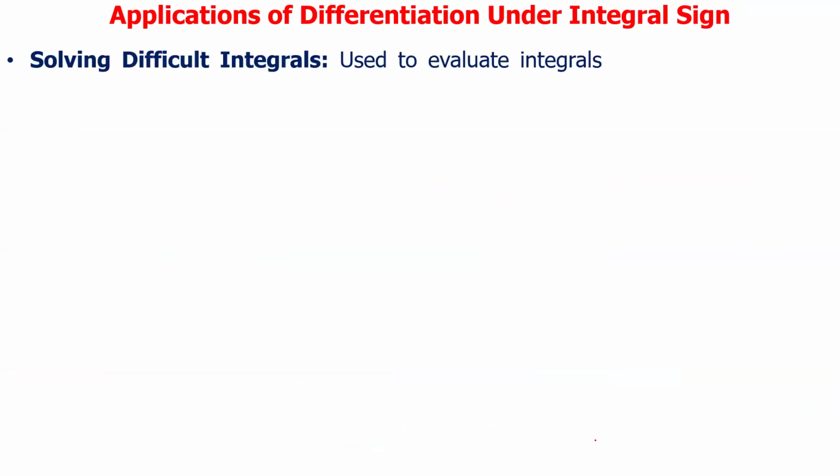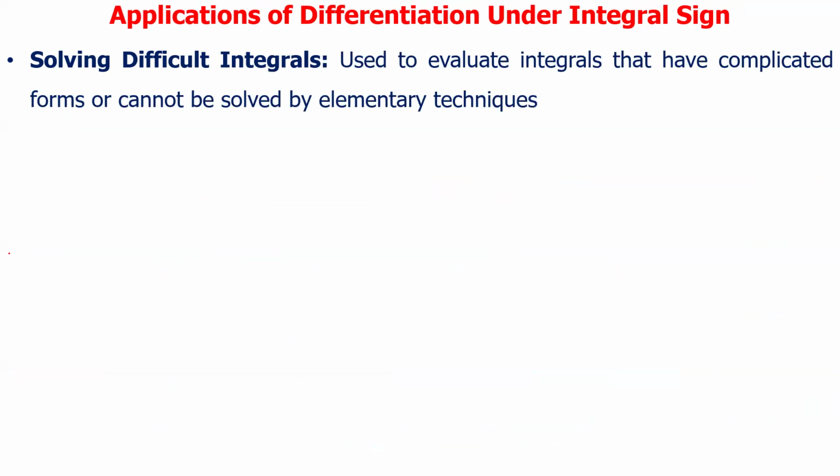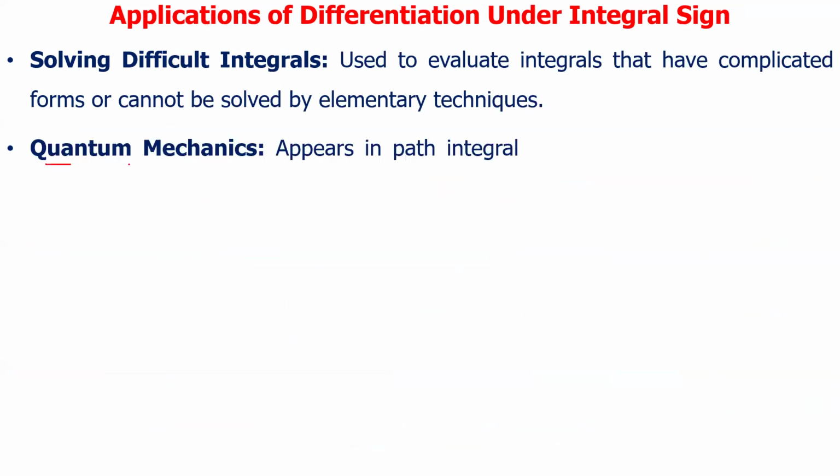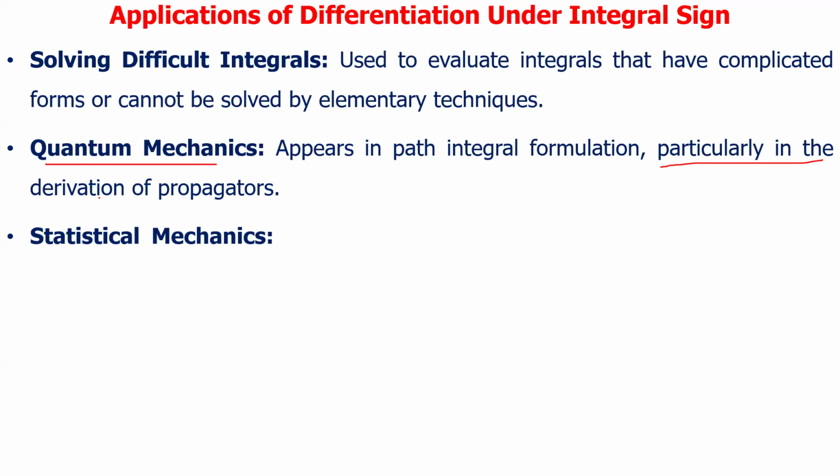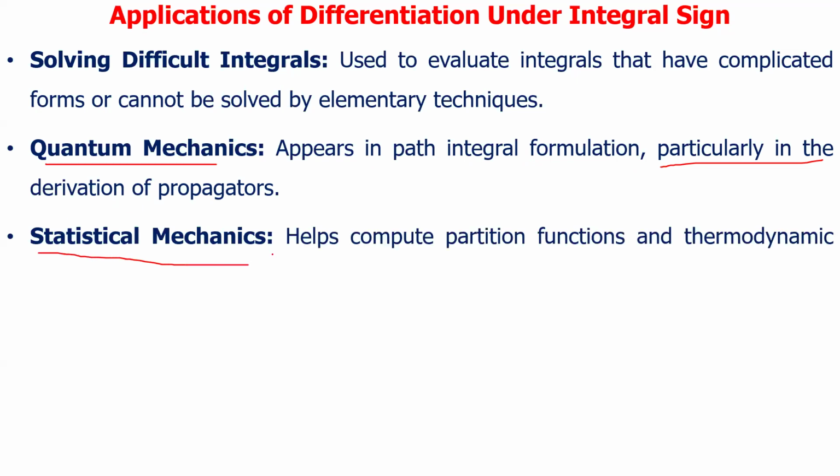Now, what are the applications of differentiation under integral sign? So let us see one by one. The first application is solving difficult integrals. It is used to evaluate integrals that have complicated form or cannot be solved by elementary techniques. The second one is in quantum mechanics, where it appears in the path integral formulation, particularly in the derivation of propagators. The next application is in statistical mechanics. It helps compute partition functions and thermodynamic properties.